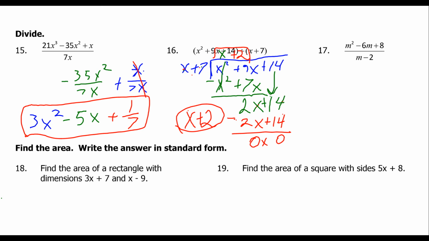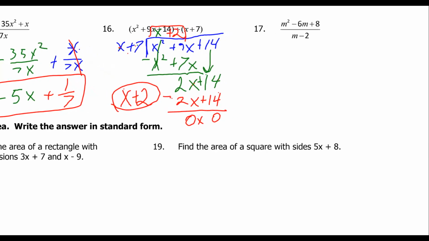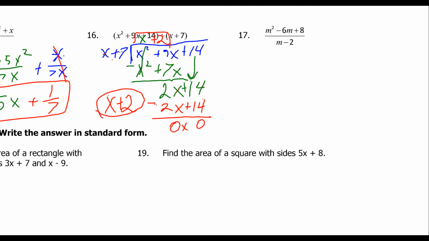Pretty easy stuff, right? Now, number 17 is the exact same problem. All right? If you'd like to pause it, this would be a good time. Now, number 17. We've got m squared minus 6m plus 8 divided by m minus 2. So what we do is we do m minus 2 into m squared minus 6m plus 8.